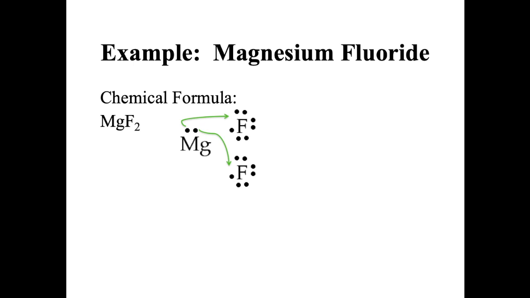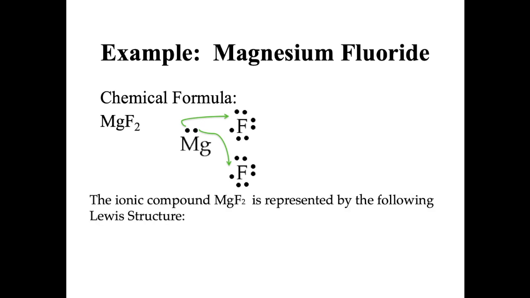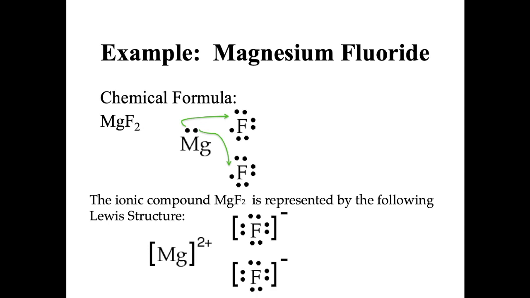So when we make the Lewis dot structure for the ionic compound, we show magnesium with no dots. It lost 2 electrons, so it has a positive 2 charge. We show both of our fluorines now with 8 dots because they each gained 1 electron. And since they each gained 1 electron, they have a charge of negative 1 each, respectively.